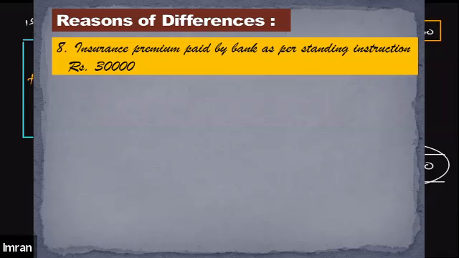Yes. But on the other hand, the accountant of the business has no idea about the insurance premium being paid by the bank. So if the accountant has no idea about this, that means he did not record this earlier in the cash book, right? And when at the end of the month we compare the balances of the passbook and cash book, we'll notice that there is a difference of rupees 30,000. Bank will be showing you a different balance, probably a balance which will be less by 30,000 compared with the cash balance.